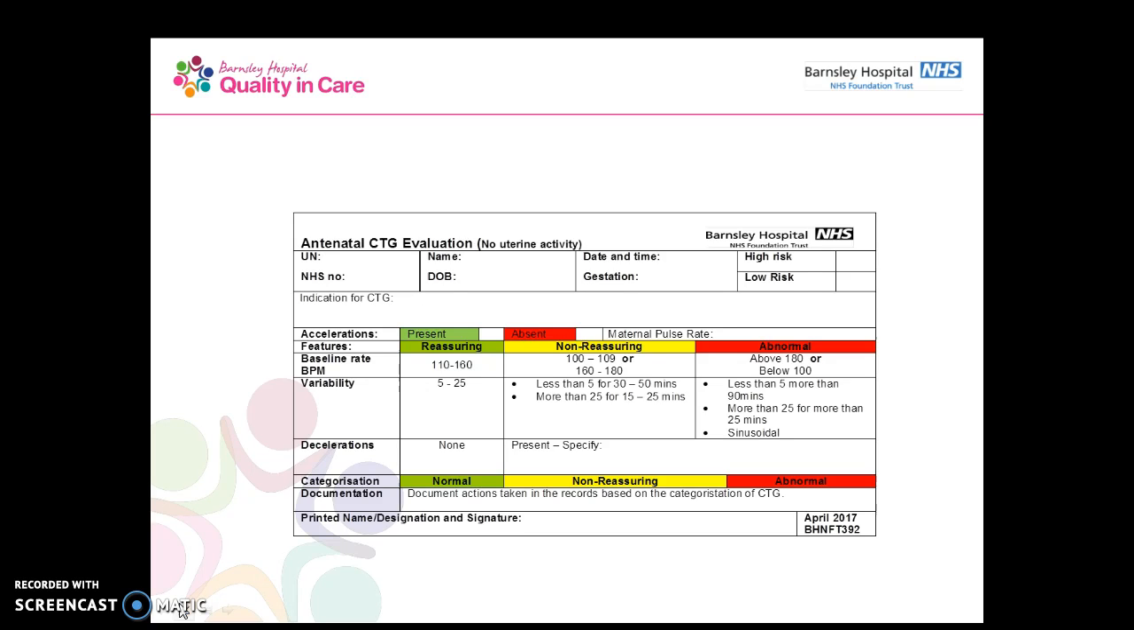And in principle, when you are interpreting and deciding on your 4 features and which category they fit into, the principles are the same as if you're doing one for somebody in labour. However, if you've not got any accelerations on an antenatal CTG, then this is really an abnormal feature and you need to get it reviewed by a doctor. Similarly, any decelerations that you've got will also be an abnormal feature and will need review by medical staff.